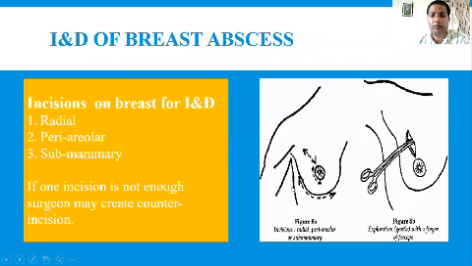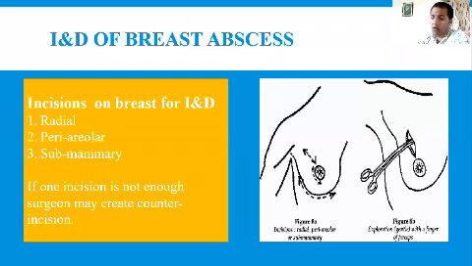And third is the submammary. It just means the inferior border of the breast. This is the submammary, just means below the mammary. The importance of this for an abscess is that it is the most dependable part of the breast. So if you are able to drain your abscess with this incision, then you just go for this incision.